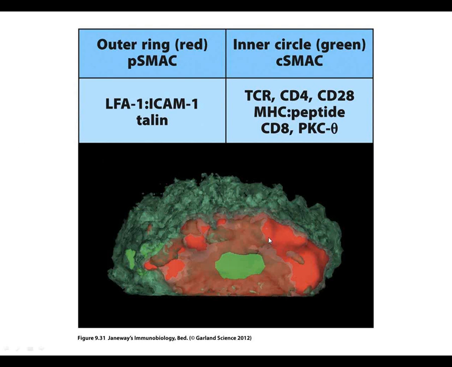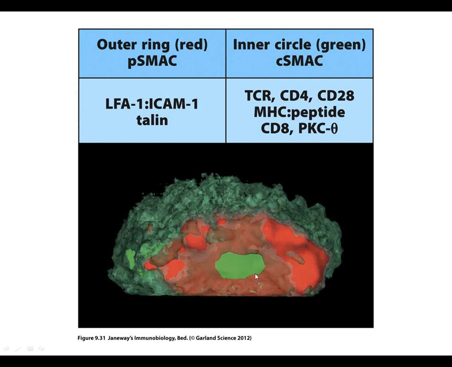a few things happen. Cells will actually flatten on one side, and they're rearranging their cytoskeleton in order to maximize the amount of surface contact that occurs. There's a large part of the two cells that will be in contact with each other, and this entire area is called the SMAC. And then there's the P-SMAC and the C-SMAC. The P-SMAC is the peripheral part, and the C is the central part.